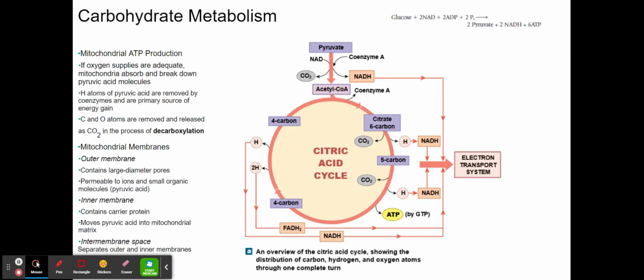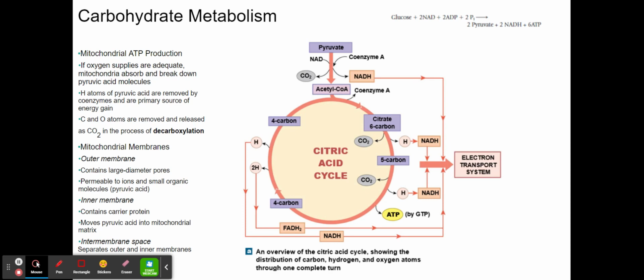For the cell, glycolysis yields an immediate net gain of 2 ATP molecules for each glucose molecule that it breaks down. However, a great deal of additional energy is still stored in the chemical bonds of pyruvate. The cell's ability to capture that energy depends on the availability of oxygen. If oxygen supplies are adequate, mitochondria absorb the pyruvate molecules and break them down. As you'll see in the next session, the hydrogen atoms of each pyruvate molecule are removed by coenzymes and are ultimately the source of most of the cell's energy gain. The carbon and oxygen atoms are removed and released as carbon dioxide in a process called decarboxylation.